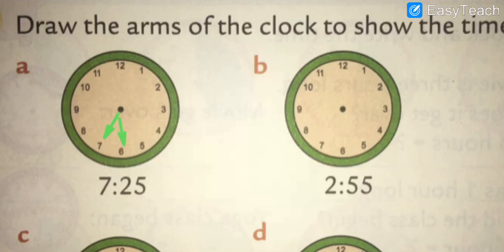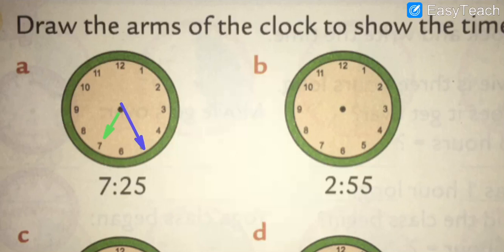Got my points, my dear students? It's 7, 25. Got my points, my dear students? Here we have done 7:25. Now we will move on further, my dear students.